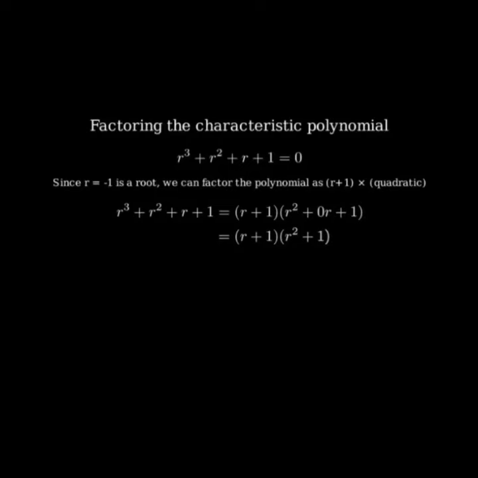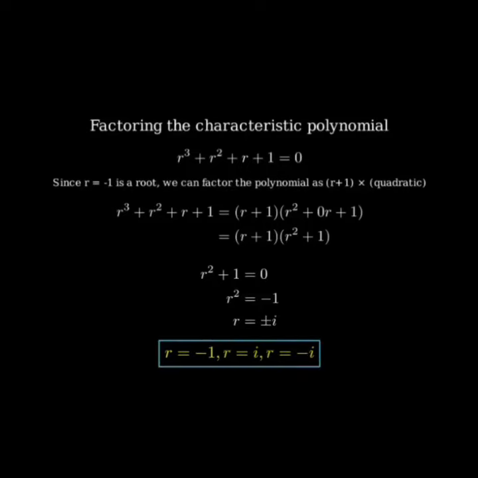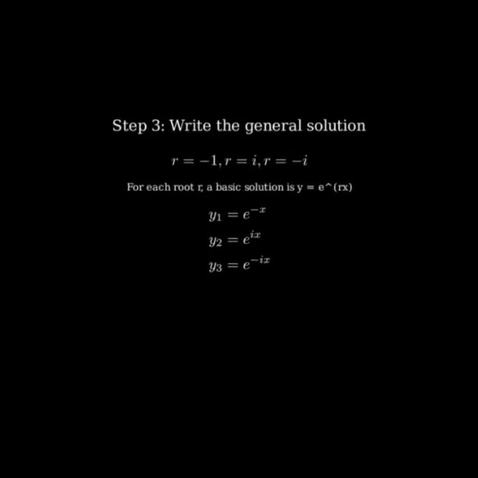Since r = -1 is a root, we can factor the characteristic polynomial as (r + 1) times a quadratic term. Using polynomial division, we get (r + 1)(r² + 1). Now we need to solve r² + 1 = 0, which gives us r = ±i. So our three roots are r = -1, r = i, and r = -i.